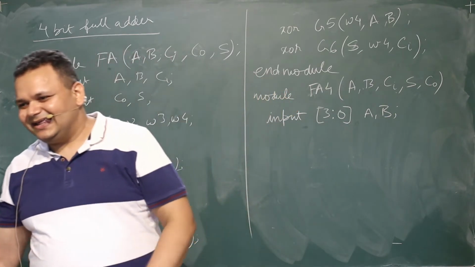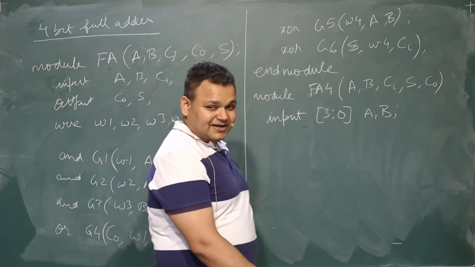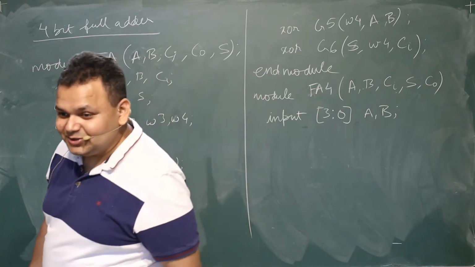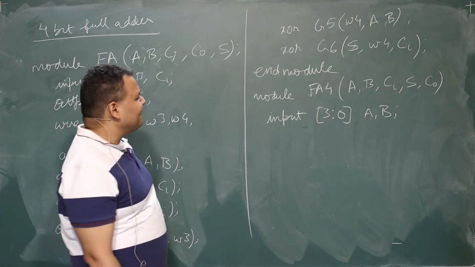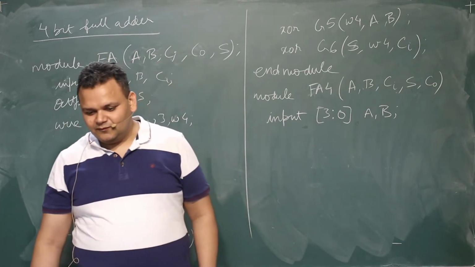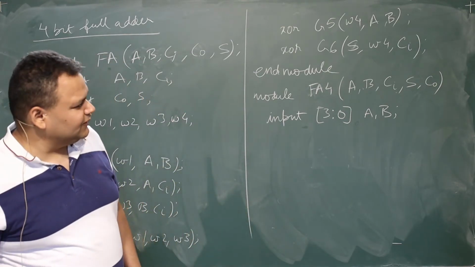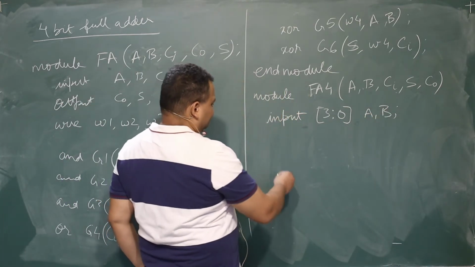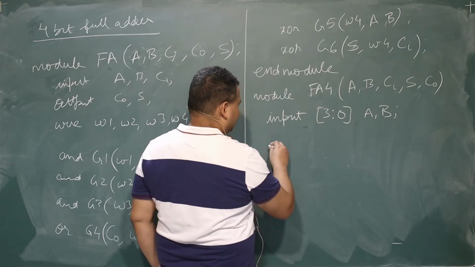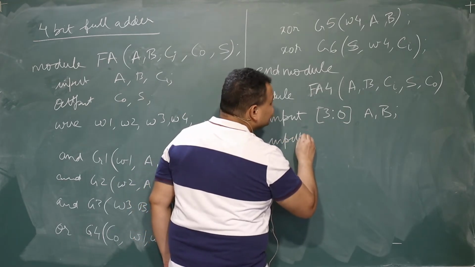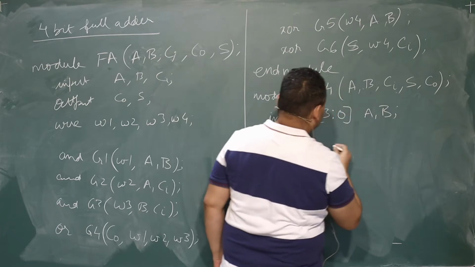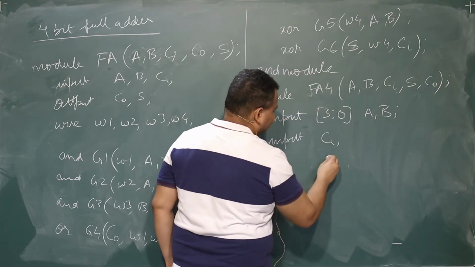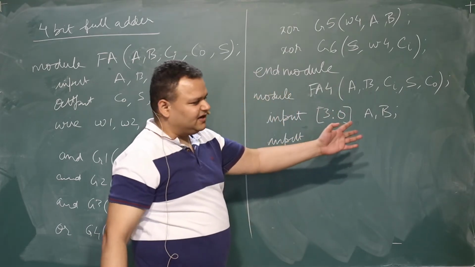Both of them are length equal to how much? Anybody? What is the length? 4 bits each for A and B. Yeah, both of them are 4 bits each. And what else? Another input we have is CI. When nothing is associated, it means it's a single bit.